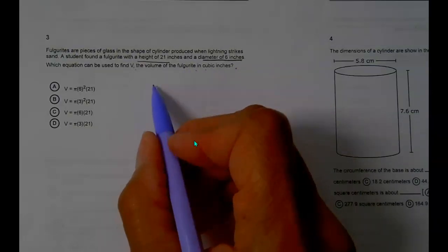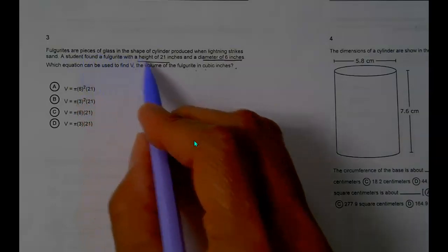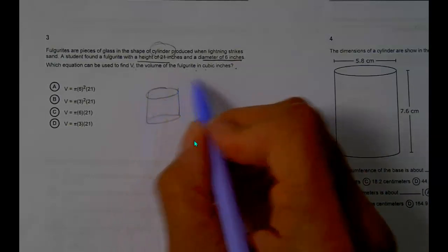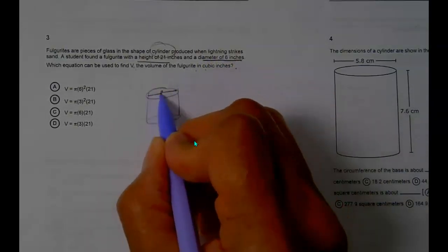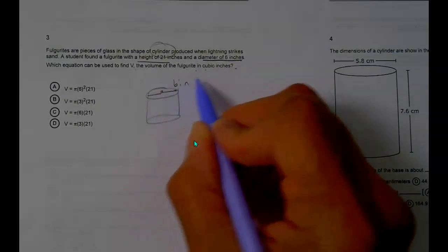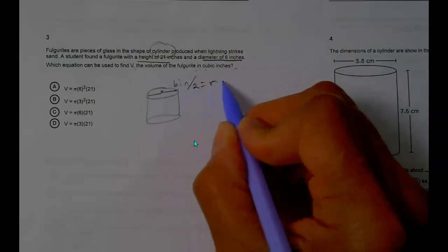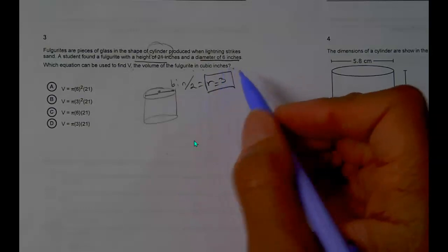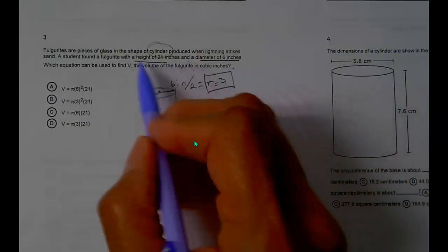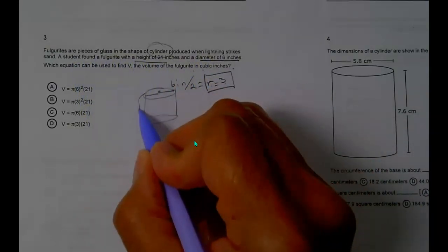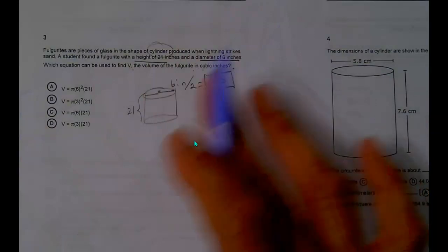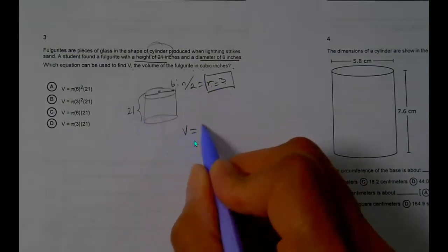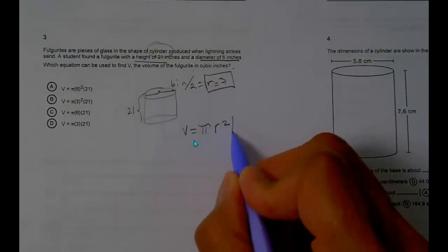If it is pieces of glass in the shape of a cylinder, I can just create the cylinder. The diameter is 6 inches, and we have to halve that to get the radius, which would be 3. So the radius is 3, and the student found the height is 21. It's always good to show the work, and that way you can always get your answer right. So volume is equal to pi r squared times the height.